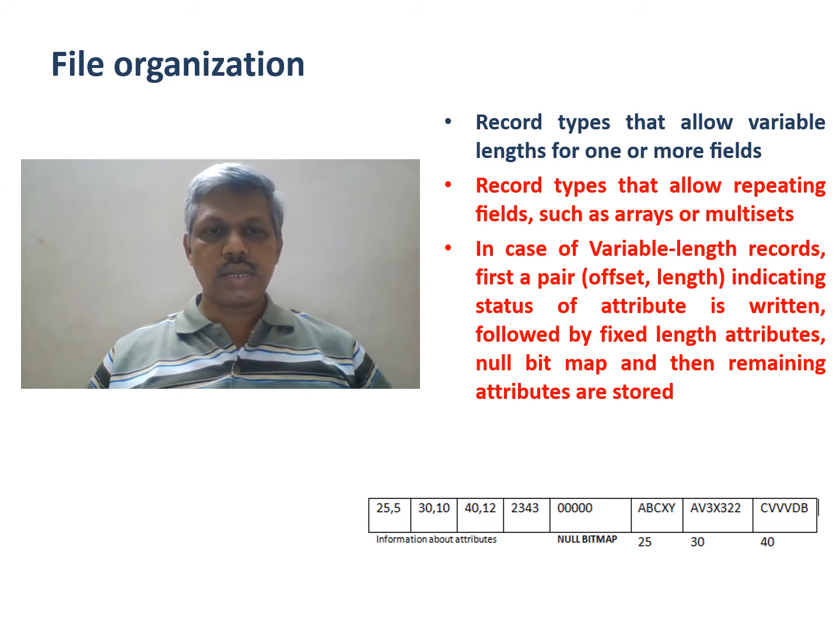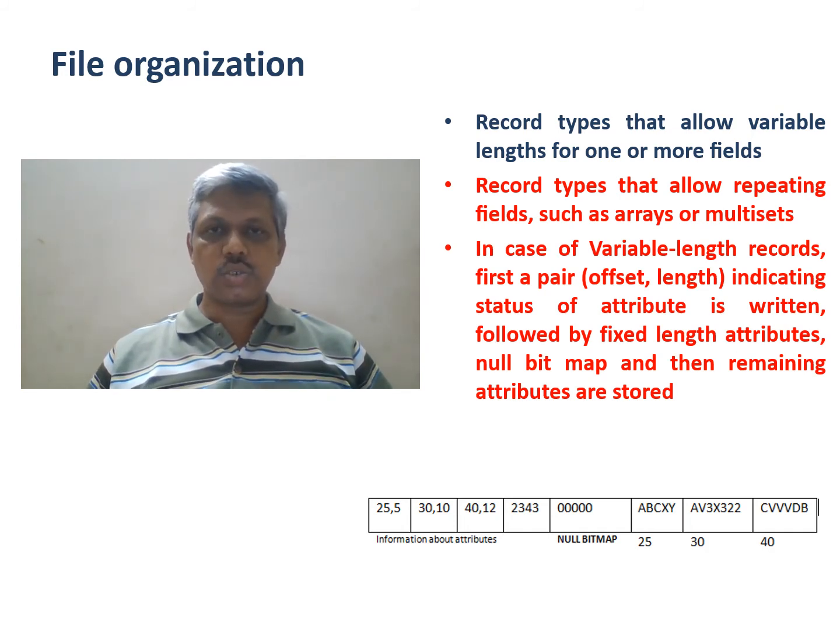Here we can consider an example where the metadata consists of a pair of values: one is the offset and the other is the length of the record. The offset indicates the length in bytes from the start of the record to where the corresponding attribute value is stored, and the length is the length of the attribute. So that's how we can understand it. The initial value indicates the offset, and the next value indicates the length.